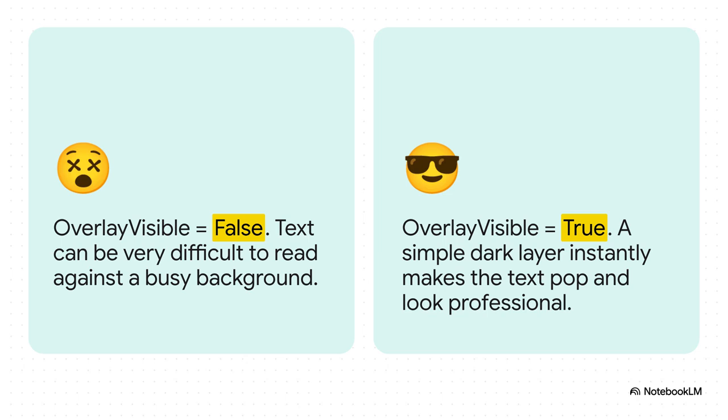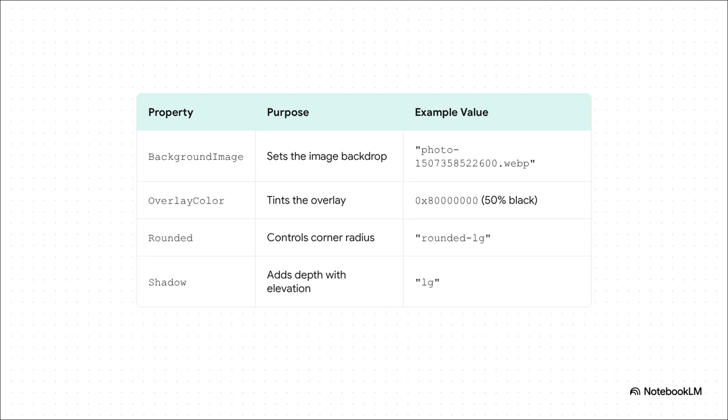But on the right, all we did was turn the overlay on. That one little change instantly makes the text pop. It's professional, it's stylish, and most importantly, people can actually read it. And that's the whole idea. You've got this small set of powerful tools to control the look. You can set your background image, you can change the overlay color and its transparency, you can round off the corners, and you can even add a little shadow for some depth. This is your main styling toolkit right here.